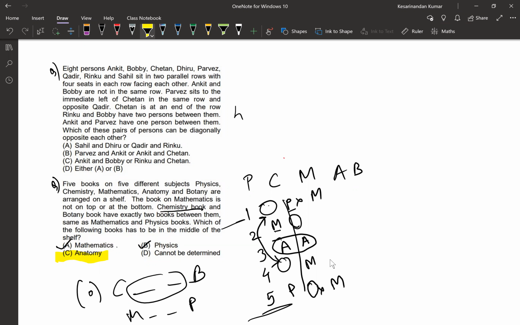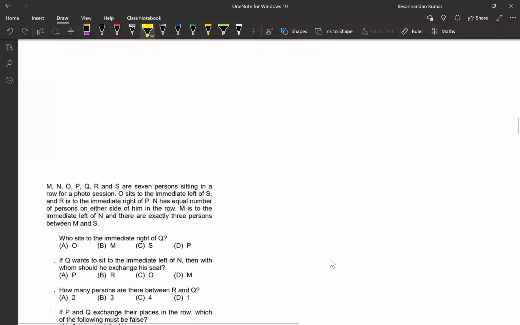Now is it clear how we got C? Anybody any doubt? Okay. If it is clear, guys, then let's move forward to a tougher challenging question a bit.